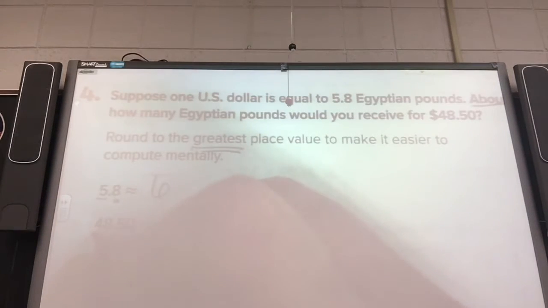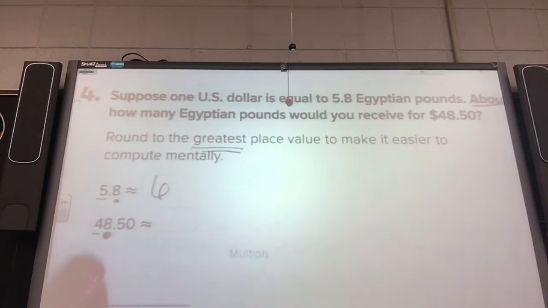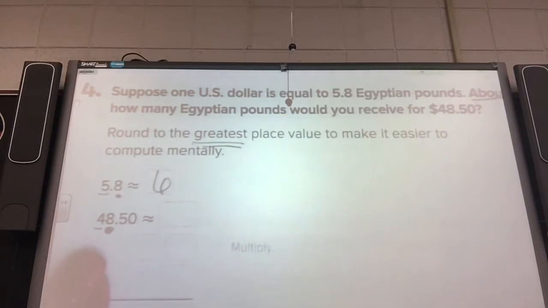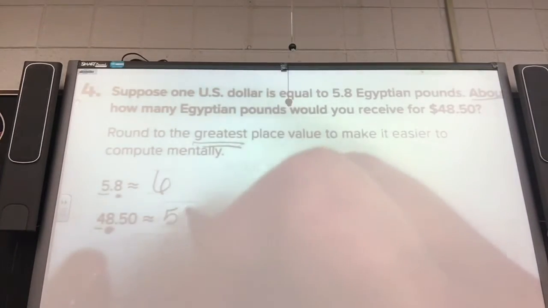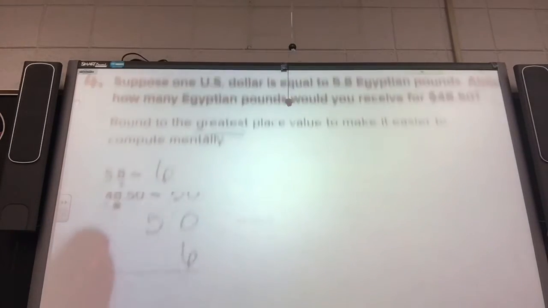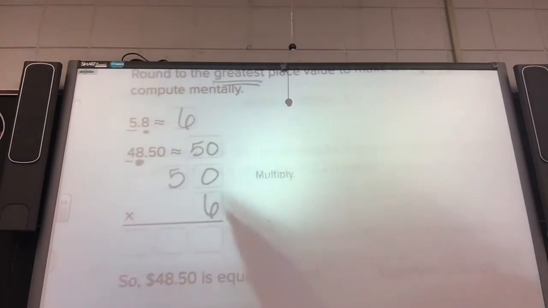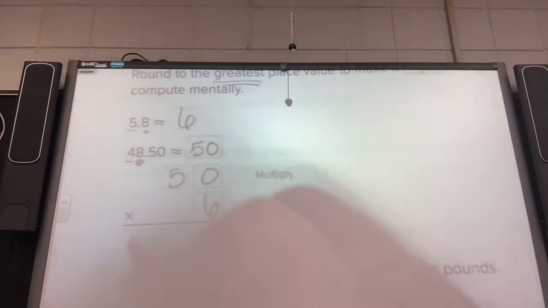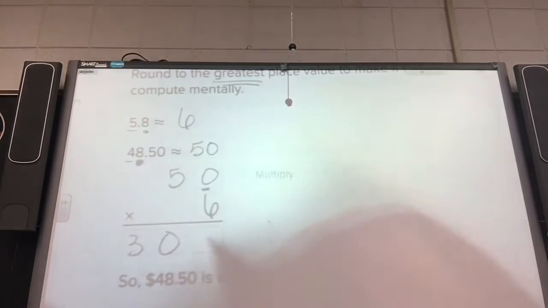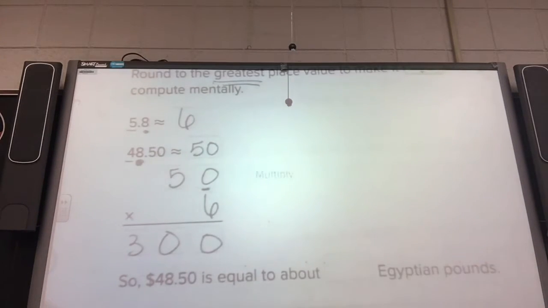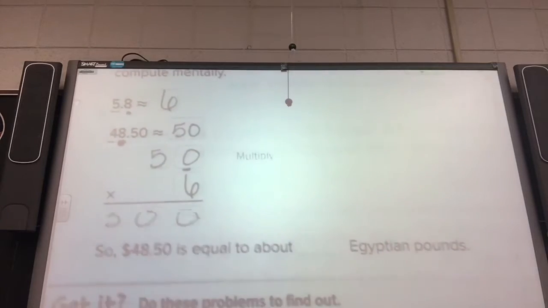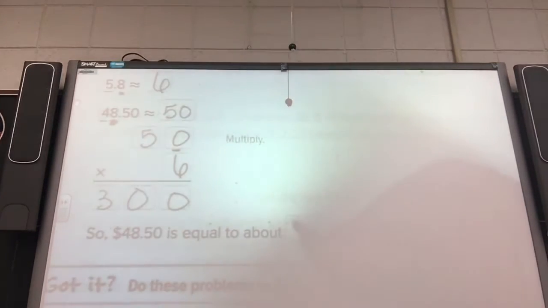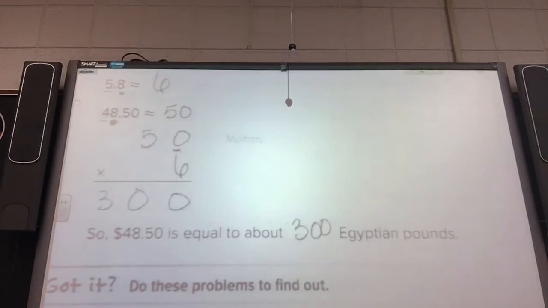48.5. We have to get to the greatest digit, so that's 4. Sorry. So we look at our 8, 5 or above or 4 and below. It is above, so we go to 50. So below here, we're going to do 50 times 6. And remember what I told you about that 0. We can just do 5 times 6, which is what? 30. We have 1 zero, add your zero. That's all you have to do for that one. So $48.50 is equal to about 300 pounds.